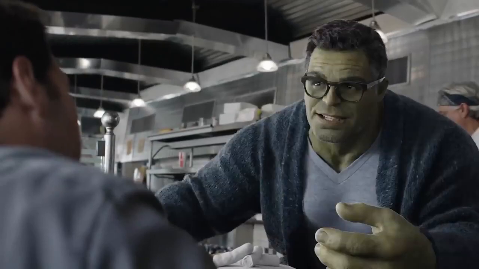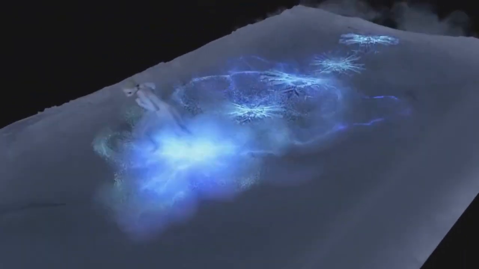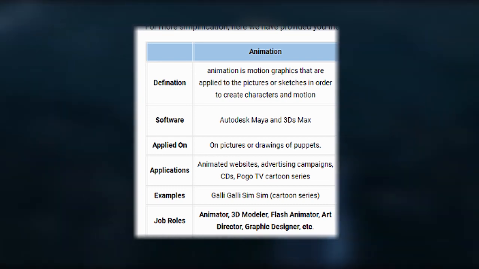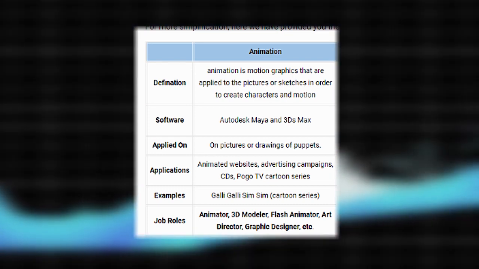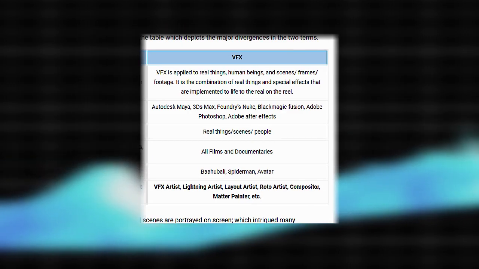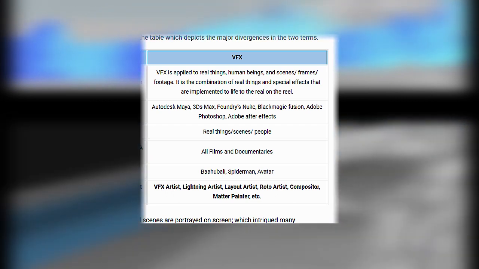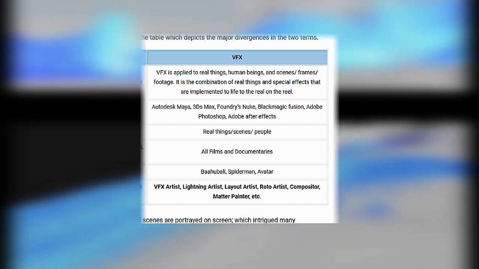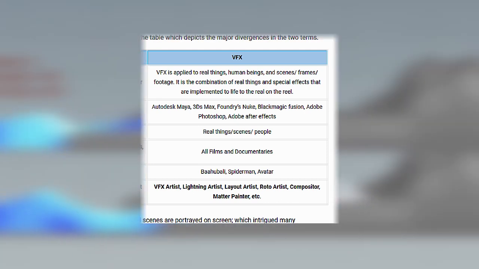let's answer the question that almost all are confused about. So, the easiest definition is: animation is motion graphics that are applied to pictures or sketches in order to create characters and motion. And VFX is applied to real things, human beings and scenes or frames or footage. It is the combination of real things and special effects that are implemented to bring life on the reel.